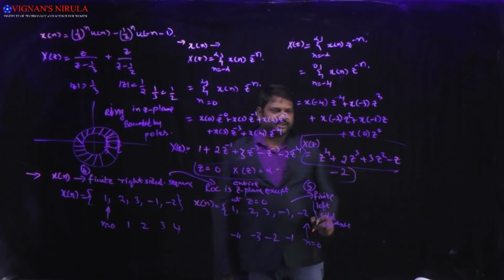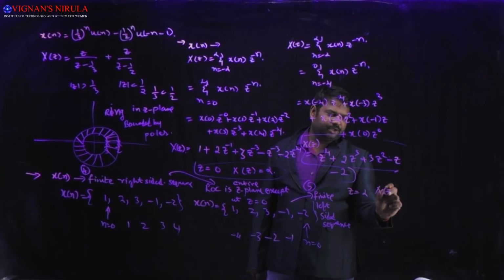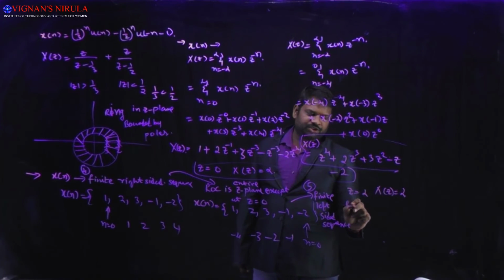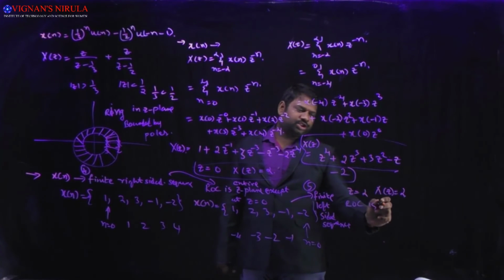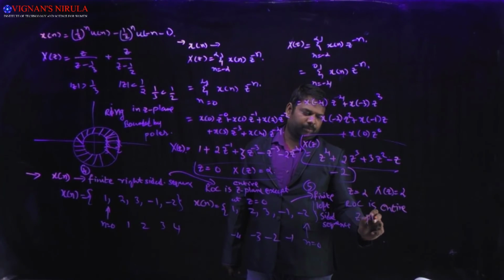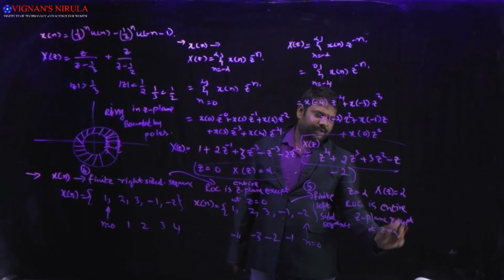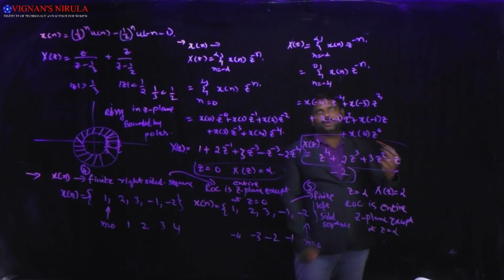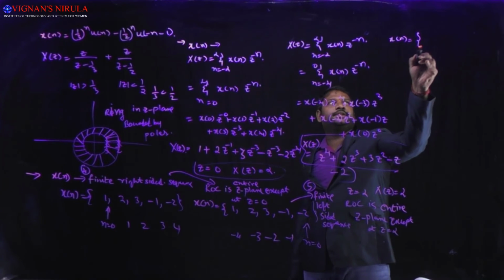For this x of z, when we put z is equal to infinity, directly the x of z will be infinity. Therefore, its ROC is that except the infinity point, the remaining values will be our ROC. That is, the ROC is the entire z plane except at z is equal to infinity. That is your ROC.